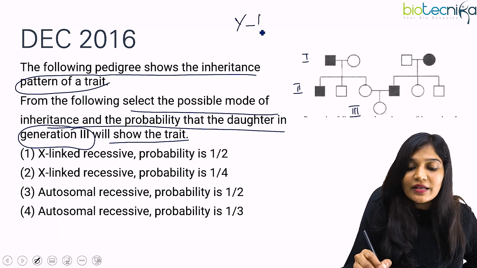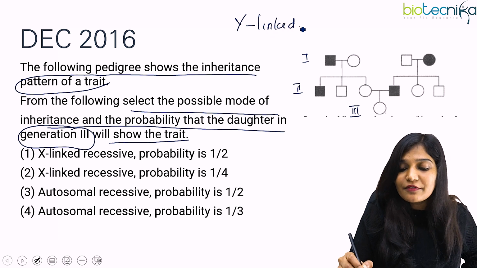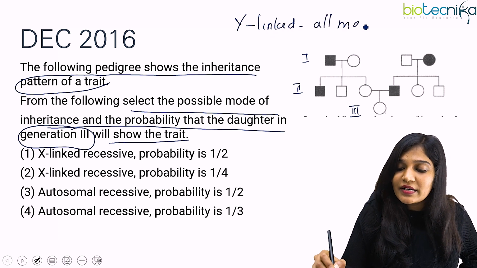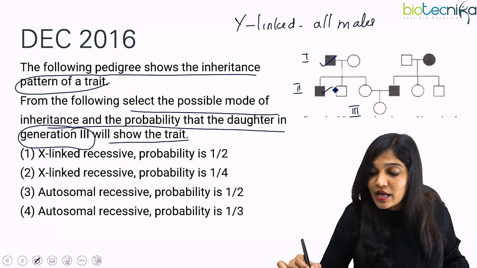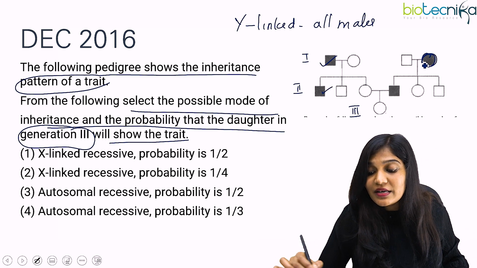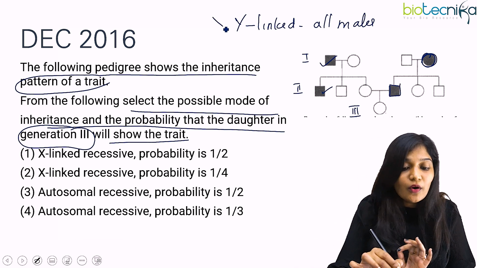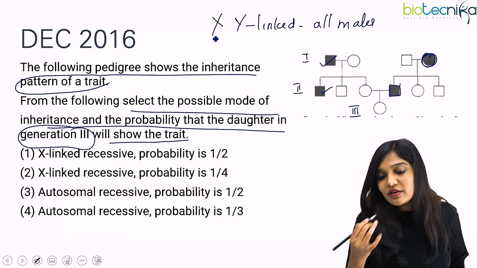First check for Y-linked. Y-linked means all males affected. Let's check. Here the male is affected. Here the male is affected. But here the female is affected. Here the male is affected. So it is not Y-linked. So just going for the rejection method, Y-linked is rejected.